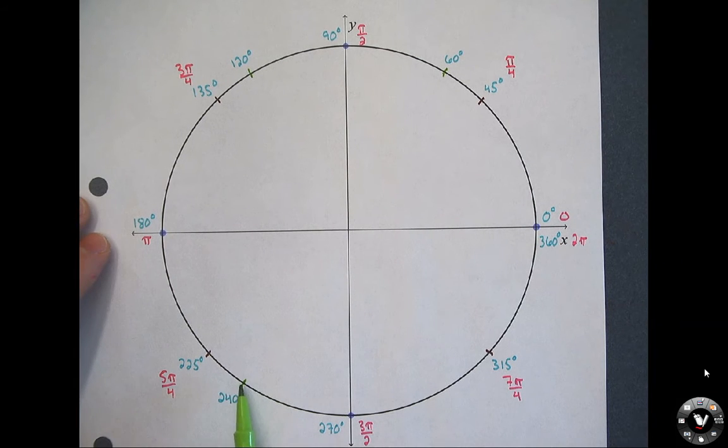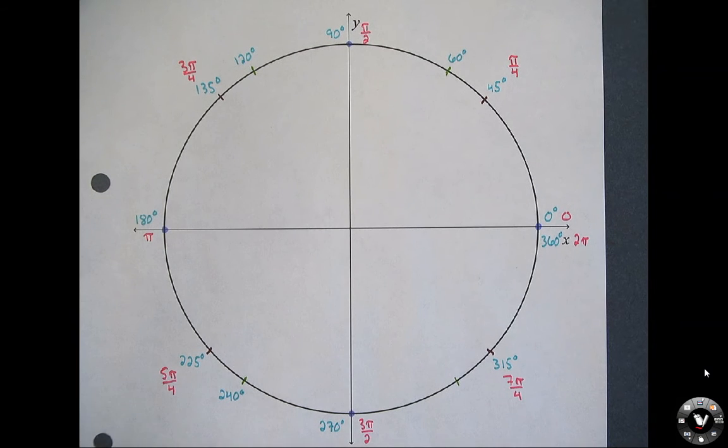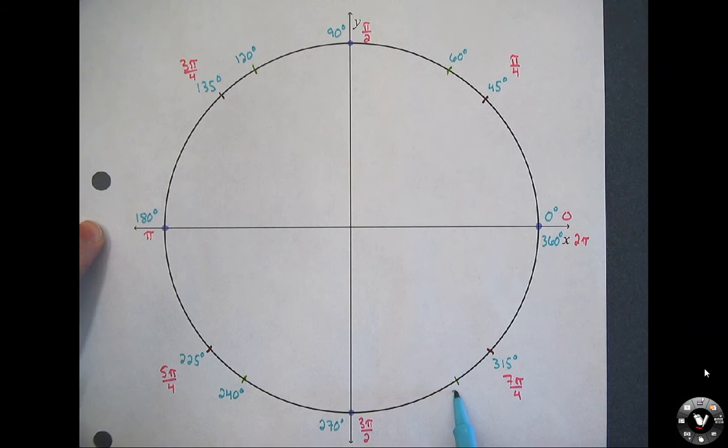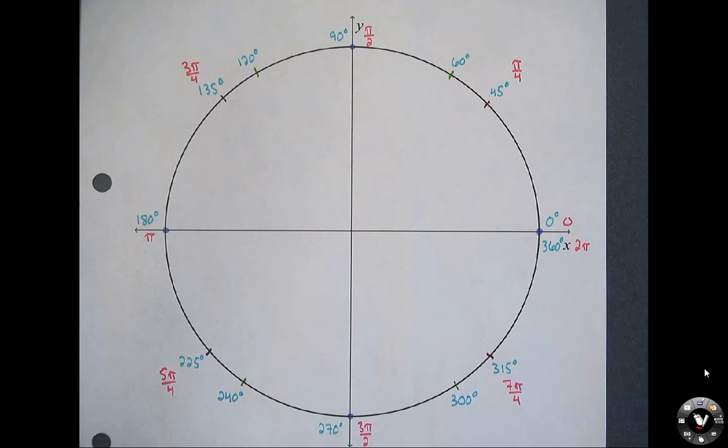240 degrees plus 30 degrees takes me here. 30 degrees would take me here. So that would be 300 degrees. And then 300 degrees plus 60 would take me back to 360.